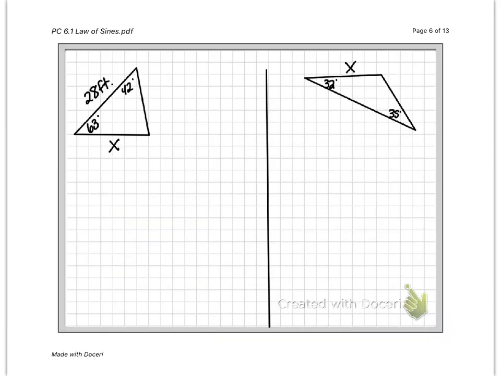Okay, looking at a couple other examples. Here we have 42 and our opposing side. And then we have 28, but we do not have the opposing angle measure. So we have to find this angle measure, and the way we can do that is using the fact that a triangle has 180 degrees, subtract the two other angles that we know to get that missing angle measure. So when we do 180 minus 42 minus 63, this missing angle is 75 degrees.